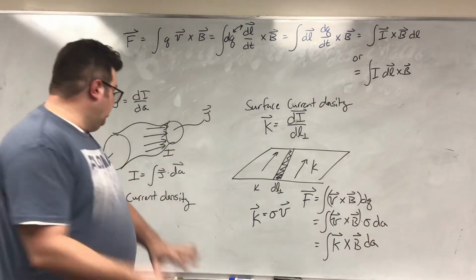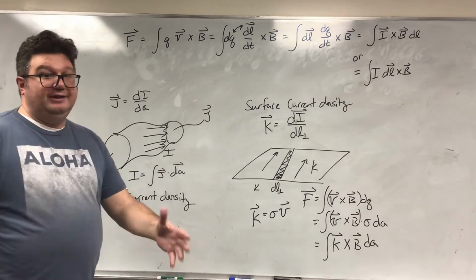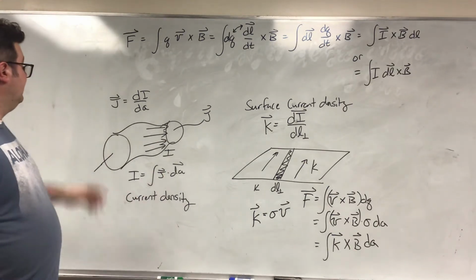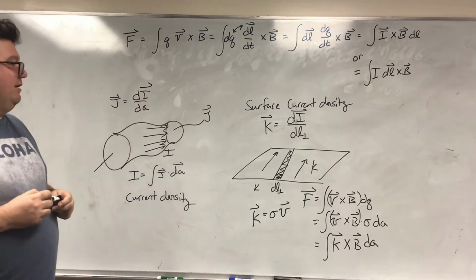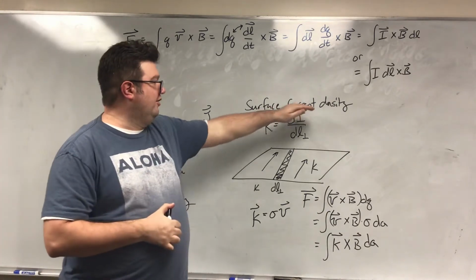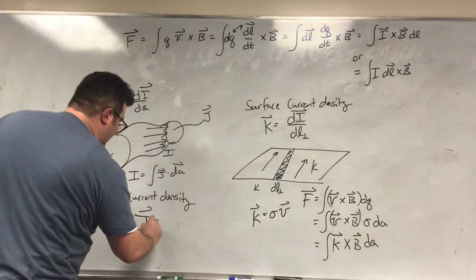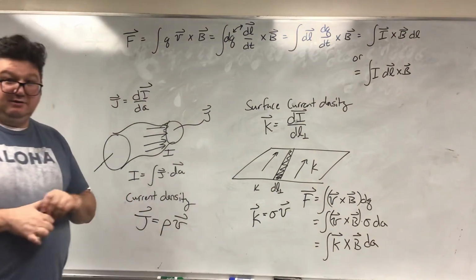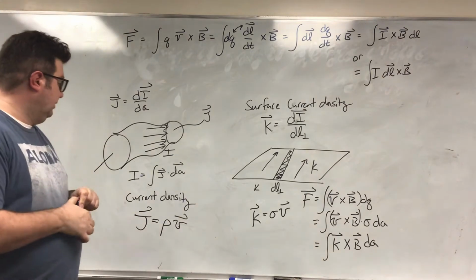All right, there are two more quantities that I need to know before I really dive into magnetic fields. I need to know about the current density, which we're going to give the symbol J, and then we're going to talk about the surface current density. J is equal to rho times the velocity, where rho is the charge density.